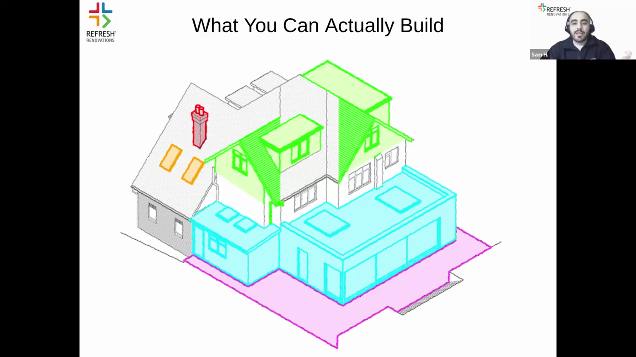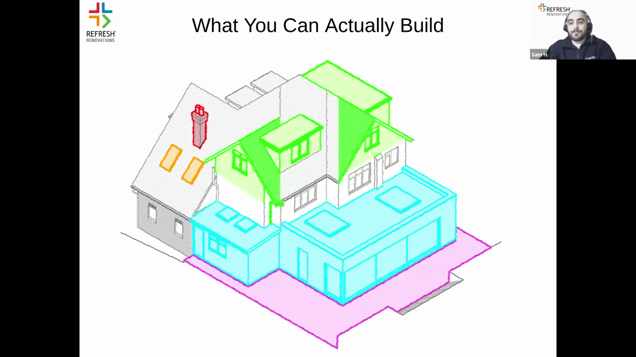The rear and side extensions were built under Class A of PD. That's the parts highlighted in blue. The roof extensions, including dormers and gable ends, were built under Class B of permitted development. Chimney removal and addition of flush roof lights, as shown in red and orange, were carried out under Class C. And finally, the landscaping changes were completed under Class F.